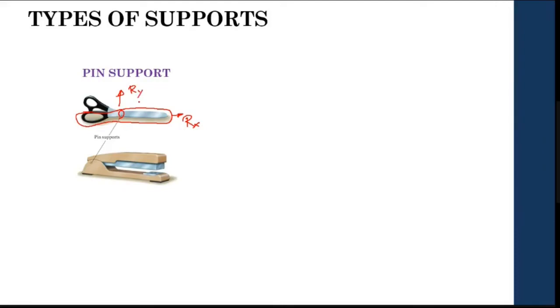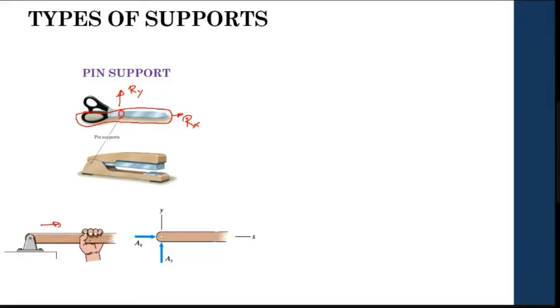So it means that whenever you have a pin support, you will have two reactions, two opposing forces. One is with respect to the x-axis, the other is with respect to the y-axis, right? There is also another example of pin support. Here also, if I apply a force in the x-axis, this won't come out, or in the y-axis, it won't come out. But you can rotate it. That is different. You can rotate it, but you can't remove it from the pin.